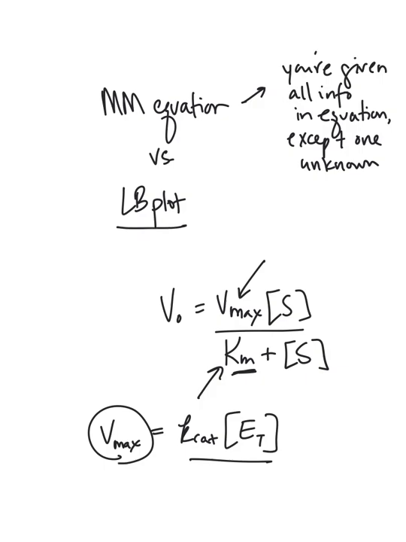Now the LB plot, you can do that if you're given a bunch of substrate concentrations and the initial velocity that is associated with each of those substrate concentrations. You can take the inverse of all those points, plot it on an LB plot, and get both Km and Vmax from your graph. So that explains using the equation versus using the plot.